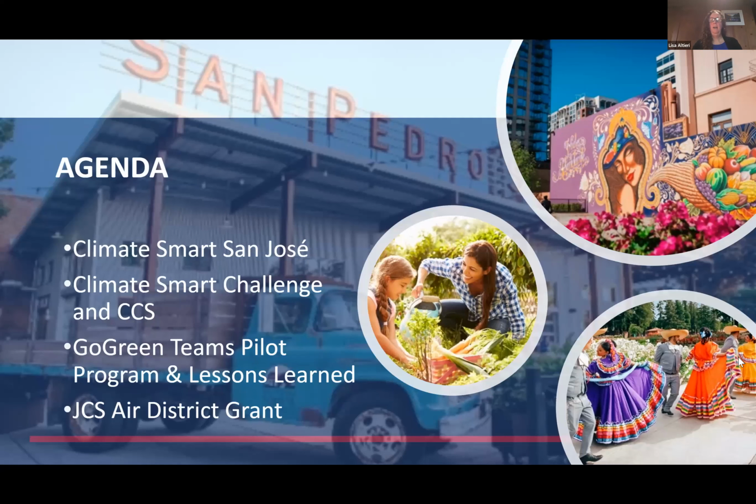For this presentation, I'm going to talk about the Climate Smart San Jose program, the Climate Smart San Jose Challenge, which is in partnership with Community Climate Solutions, and a Go Green Teams pilot that we've been co-developing, the pilot program and our lessons learned. And then also the Bay Area Air District grant that CCS is working on in the city of San Jose.